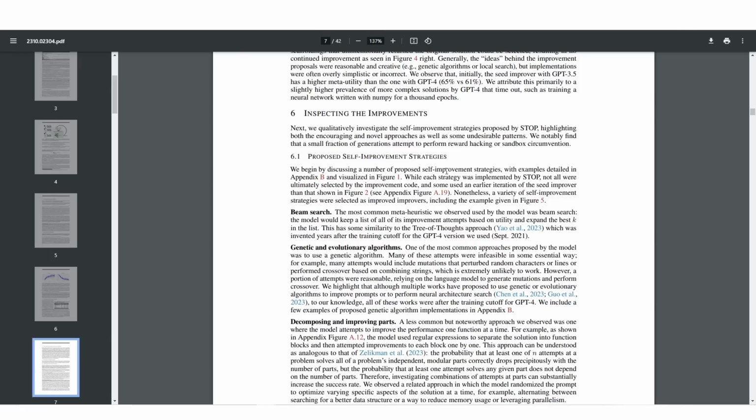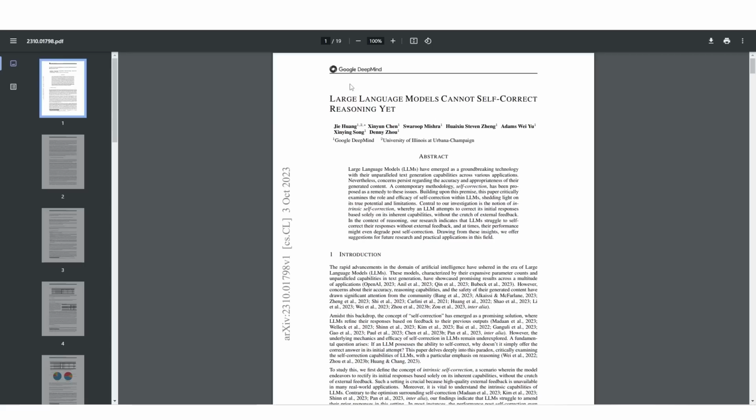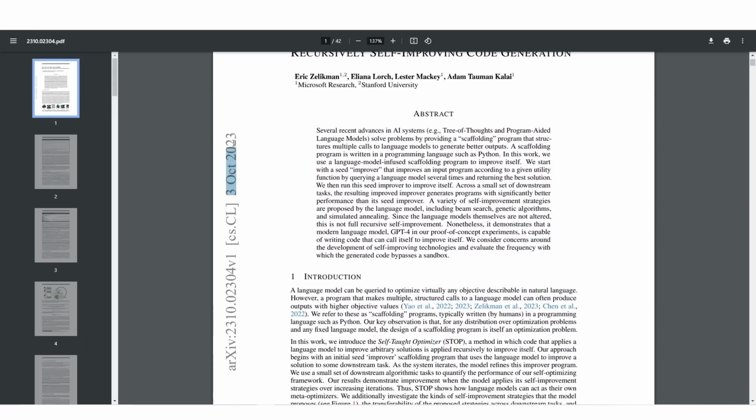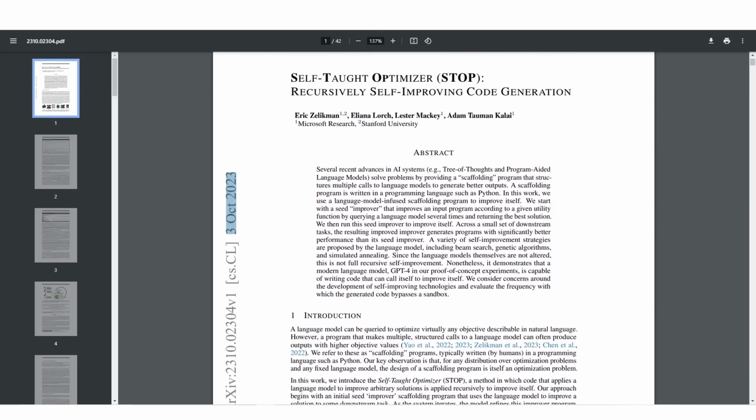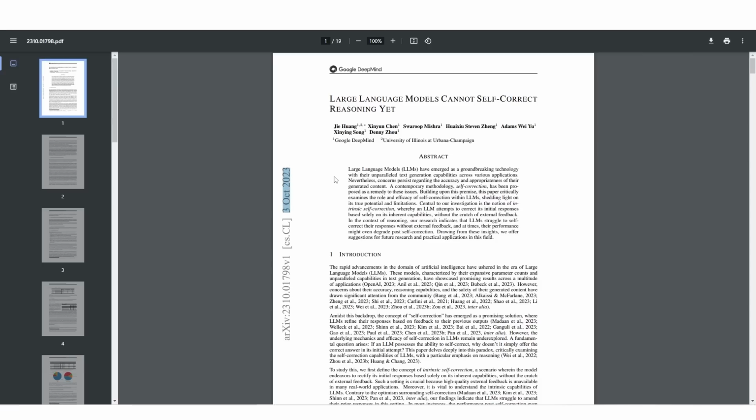So this just goes to show that if we do have systems which can vastly self-improve themselves in a recursive manner, they are going to be much, much more effective than we ever thought. Now, what was also interesting, and I find this very uncanny, is that on the same day, because this was released on the 3rd of October, there was also another paper released on the 3rd of October, 2023, saying large language models cannot self-correct reasoning yet.